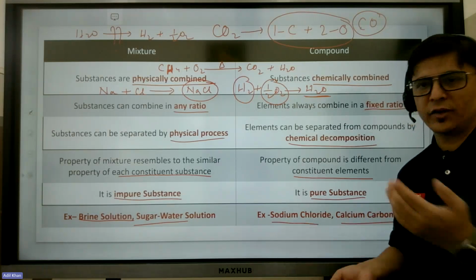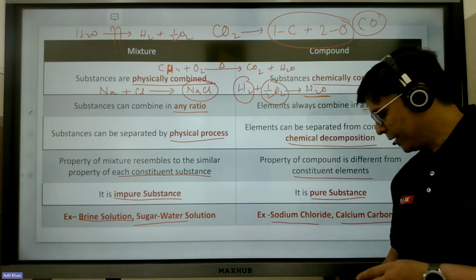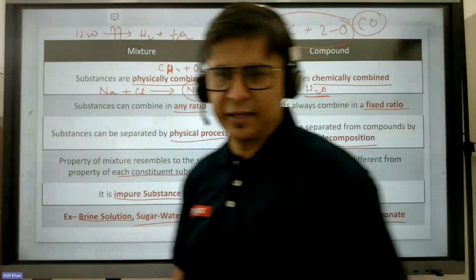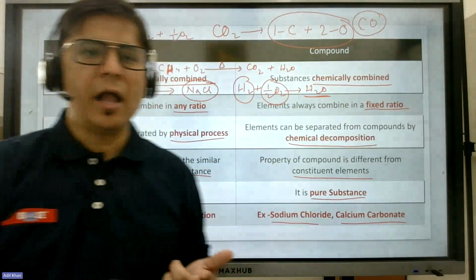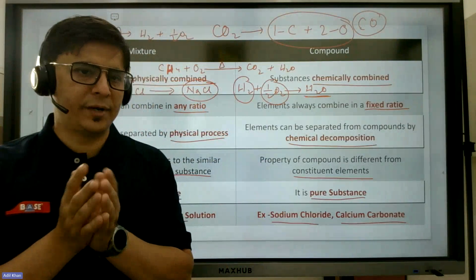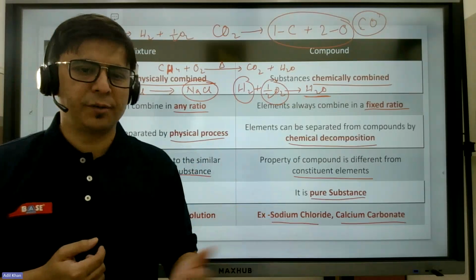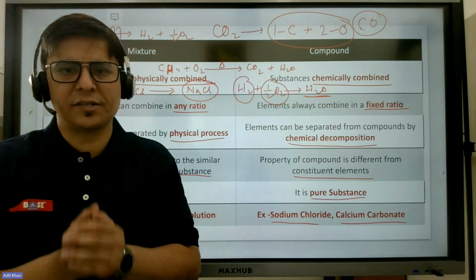Water and all is not here, so evaporation process is not there. So that is your mixture and this is your compound. Mixtures are formed by physical combination, and the substances can be mixed in any ratio. They can be separated by physical processes. The properties of the constituent particles and the mixture remain the same, and they are impure substances.